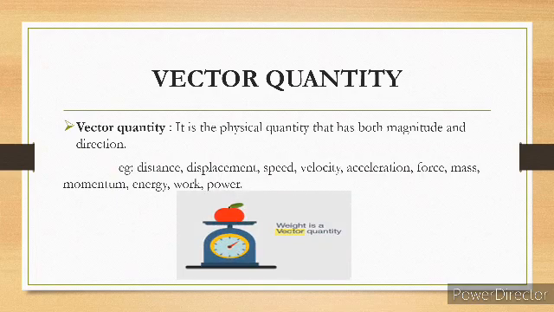Here I have shown the example of weight. Weight is a vector quantity. In the example you can see I have shown you the mass, right? Where the mass occurs, that means it has a vector quantity. Here you can see the weighing machine, which can measure weight, so it is a vector quantity. Vector quantity means it has both magnitude and direction, whereas scalar quantity has only magnitude but no direction.